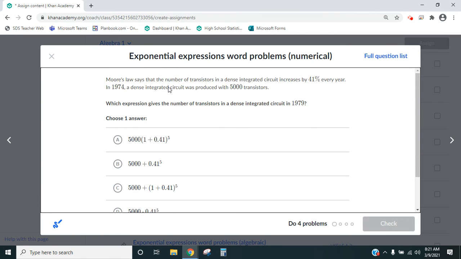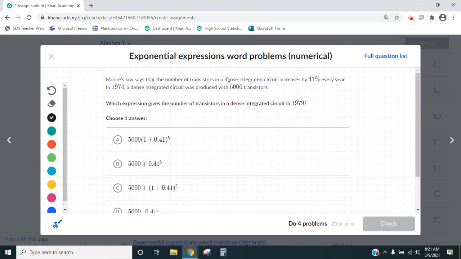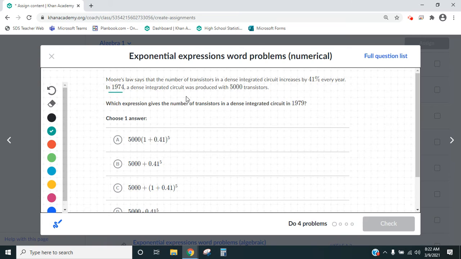Okay. Moore's law says that the number of transistors in a dense integrated circuit increases by 41% every year. That's a lot, by the way. In 1974, a dense integrated circuit was produced with 5,000 transistors. Which expression gives the number of transistors in a dense integrated circuit in 1979? First of all, tell me how many years have passed from 74 to 79. 5 years. Very good.